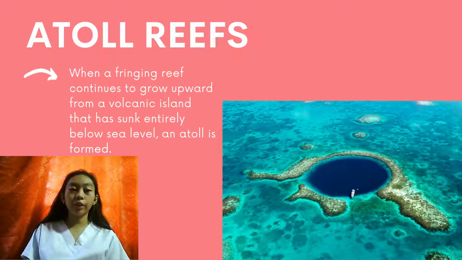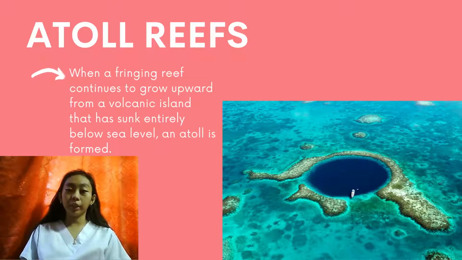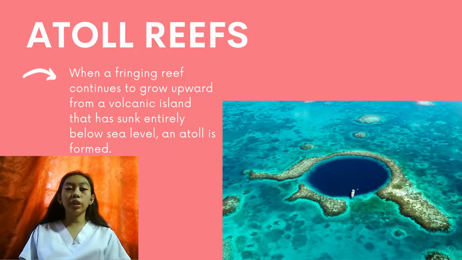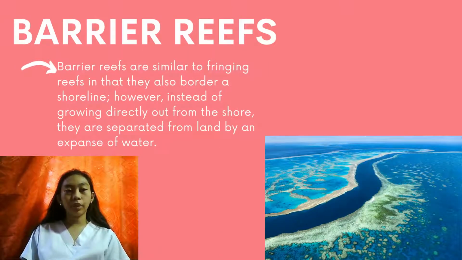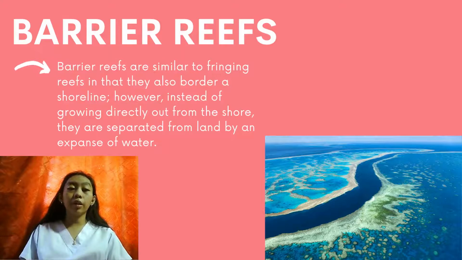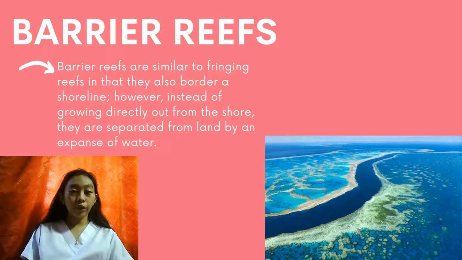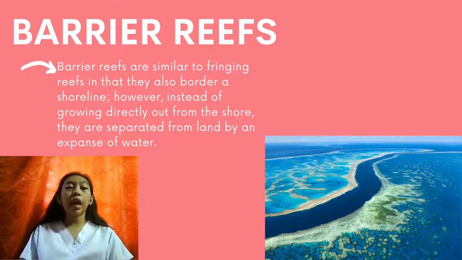The atoll reef. When a fringing reef continues to grow upward from a volcanic island that has sunk entirely below sea level, an atoll is formed. Atolls are usually circular or oval in shape with an open lagoon in the center. The last one is the barrier reefs, which are similar to fringing reefs in that they also border a shoreline. However, instead of growing directly out from the shore, they are separated from land by an expanse of water.